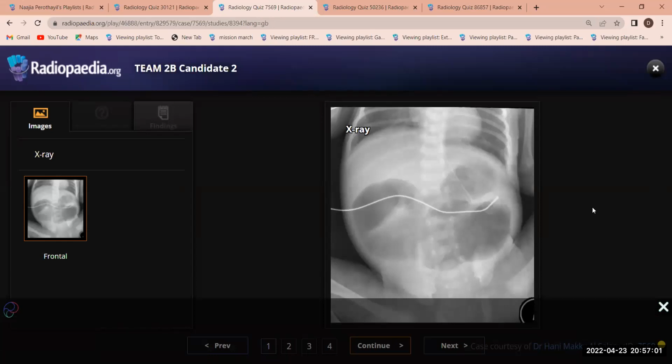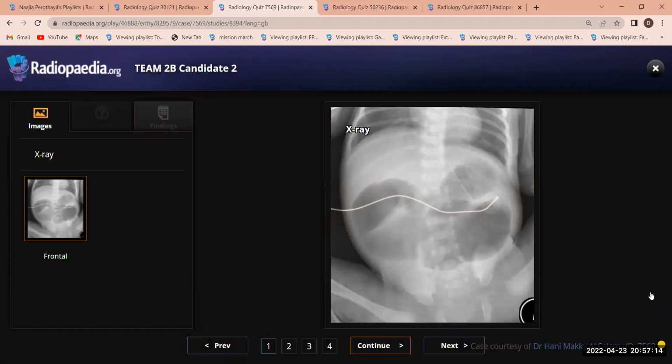This is a newborn baby who has presented with vomiting. I can see an NG tube in situ, which appears within the stomach. Checking for abnormality, I can identify there is paucity of bowel loops, and there are some dilated loops of bowel, which appear to be stomach and proximal small bowel. The paucity of bowel loops is in the left hemiabdomen, and I don't see any gas distally.